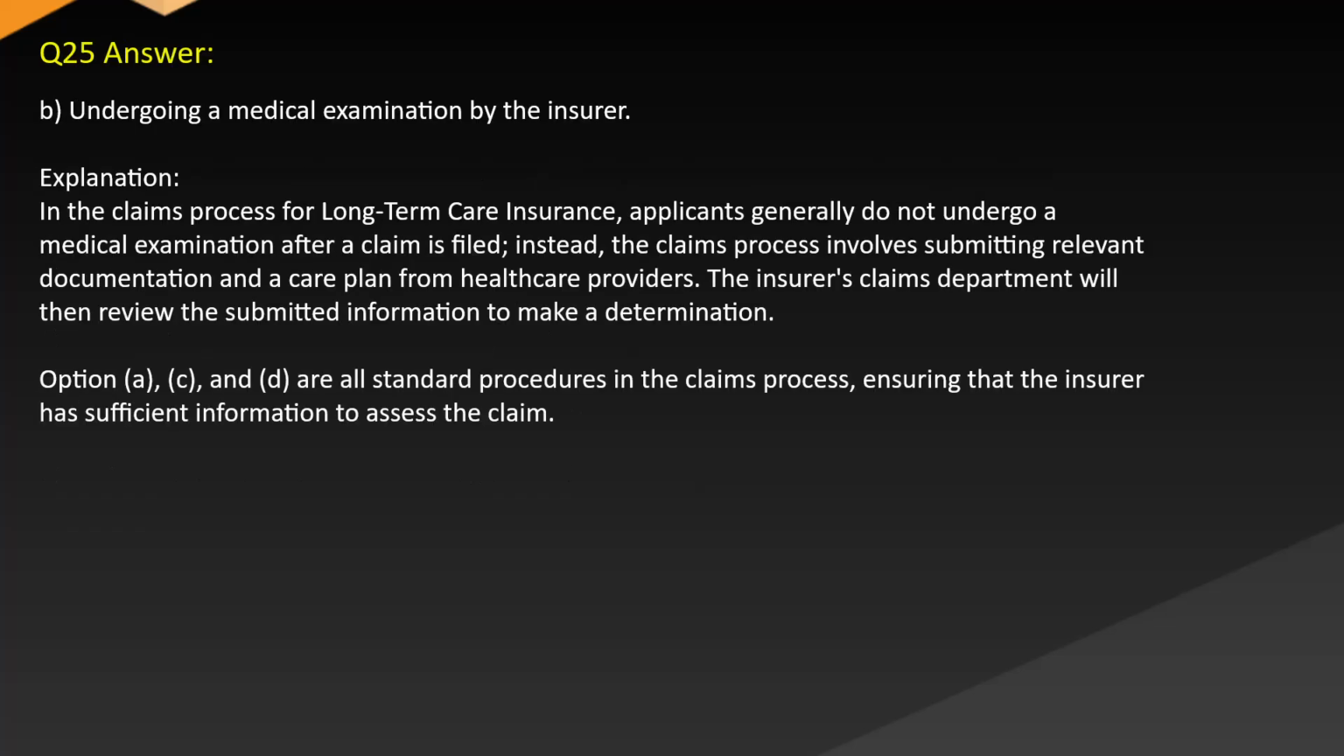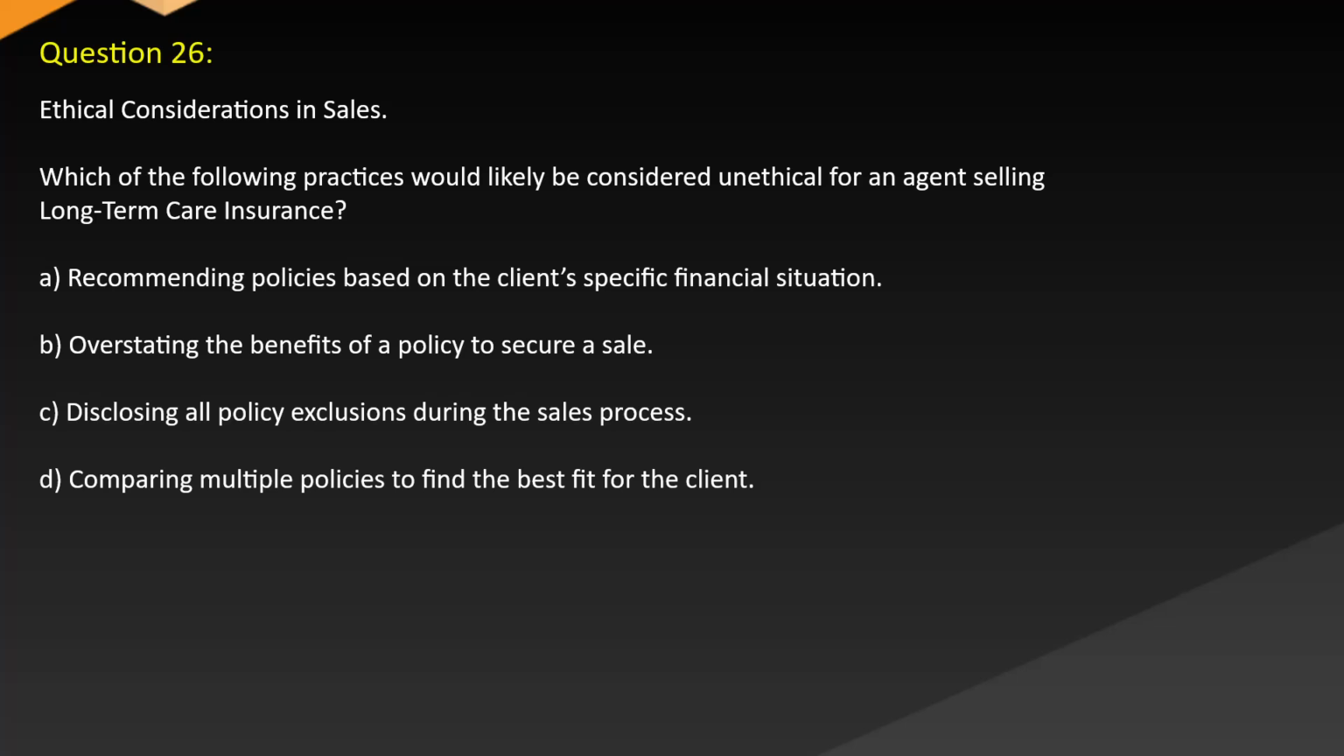Answer: B. Undergoing a medical examination by the insurer. Explanation: in the claims process for long-term care insurance, applicants generally do not undergo a medical examination after a claim is filed. Instead, the claims process involves submitting relevant documentation and a care plan from healthcare providers. The insurer's claims department will then review the submitted information to make a determination. Options A, C, and D are all standard procedures in the claims process, ensuring that the insurer has sufficient information to assess the claim.